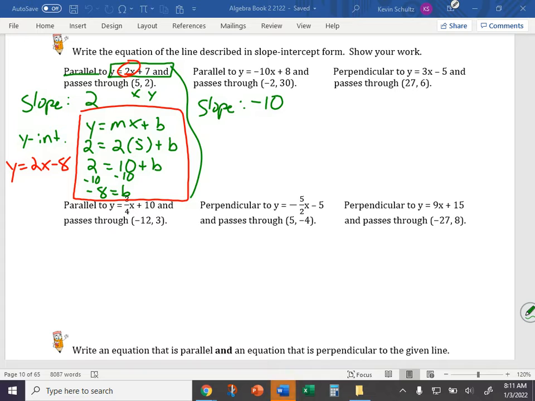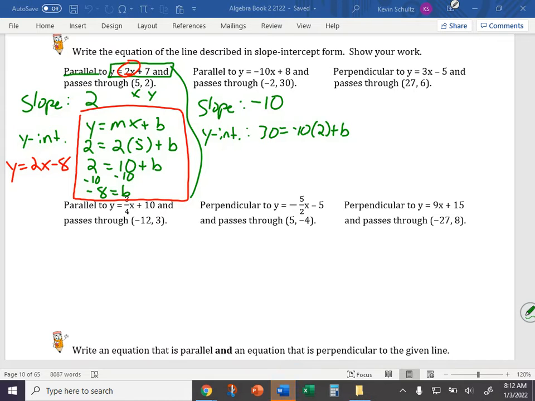Okay? Negative 10. To get the y-intercept, what's our process for this? What are we doing here? Max? You do 30 equals negative 10 times negative 2 plus b.